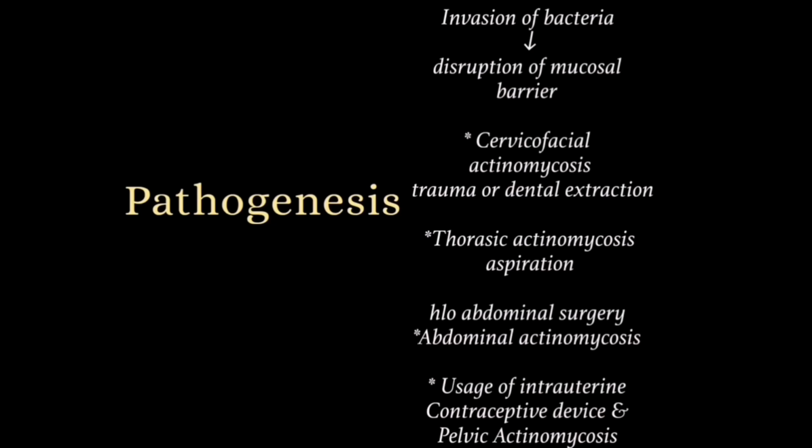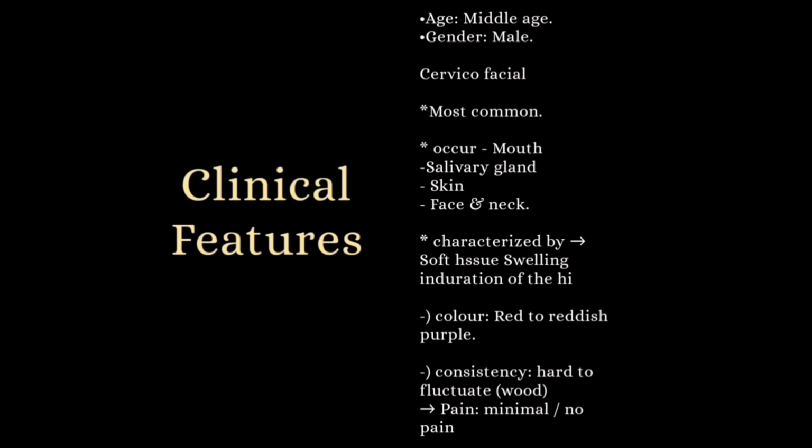Clinical features. Whenever we are writing the clinical features, we should mention three main headings: age, gender and site. Here, males in the middle-aged group are more prone to the disease, and the most prone site of occurrence is the cervicofacial region, and among that the salivary gland, mouth, skin, face and neck are infected more. And how can we identify it? The swelling will be a soft tissue swelling indurated into the tissue, the color will be reddish purple, the consistency will be hard like wood, it will not fluctuate, and there will be no pain.